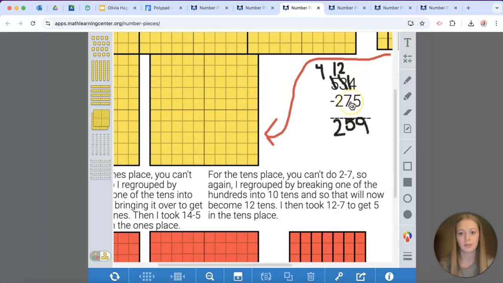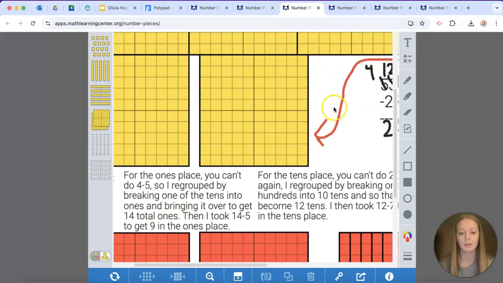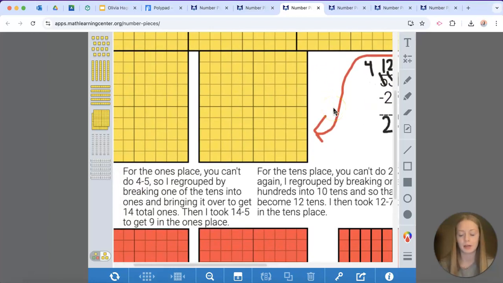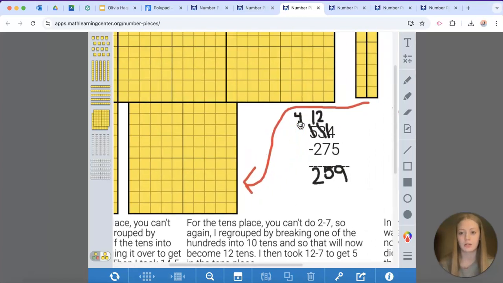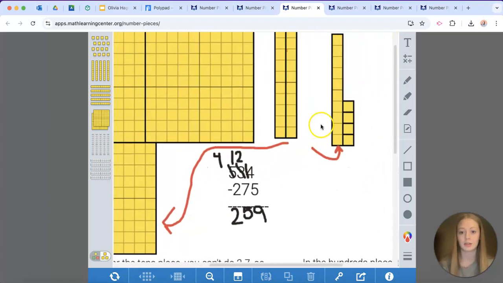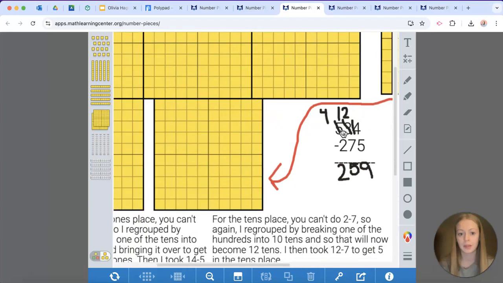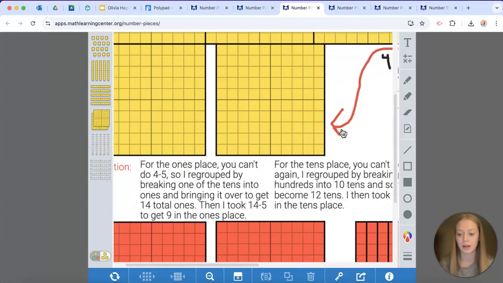So you can't take 4 minus 5 in the ones place. I had to regroup them by breaking one of the 10s into 1s and bringing it over to get 14 total 1s. So here there are 3 10s here. I brought that over by regrouping. So then I took 14 minus 5 to get 9 in the ones place.